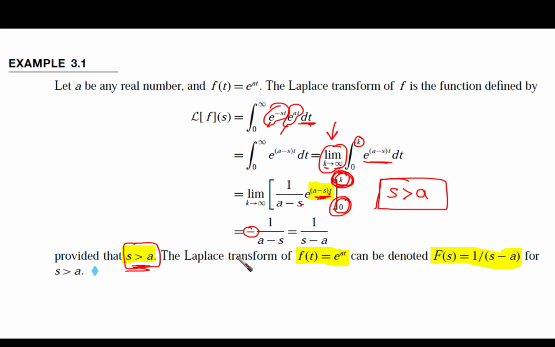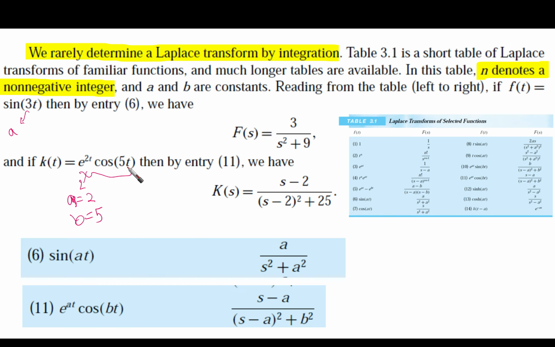The Laplace transform of f of t equal to e to the at can be denoted as F of s, which is a new variable, equal to exactly this value, which is 1 over s minus a, but under one condition, that s is larger than a. Okay, so this is the first example that would help us in understanding the meaning of Laplace transform. Let's go and build our knowledge with Laplace transform.